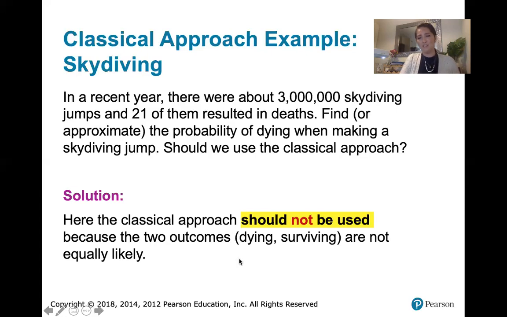You don't have a 1 in 2 chance of dying, just because you've got 1 outcome of dying and 1 outcome of surviving, so 2 outcomes. You don't want to do that here, because there's much more that goes into whether or not you die or survive than just random chance of picking one of those 2 categories. These are not equally likely outcomes, so we should not use the classical approach here.